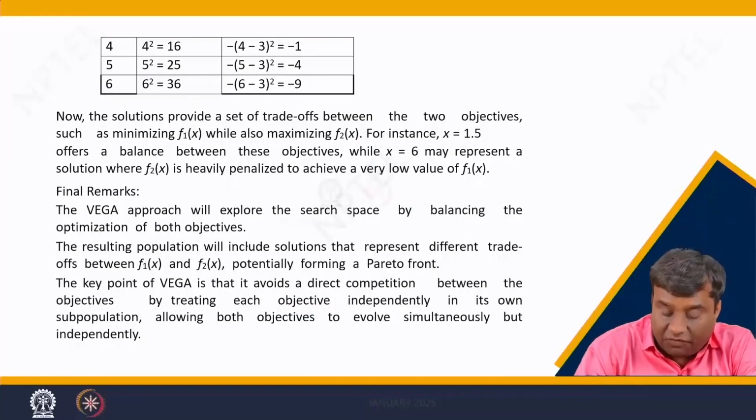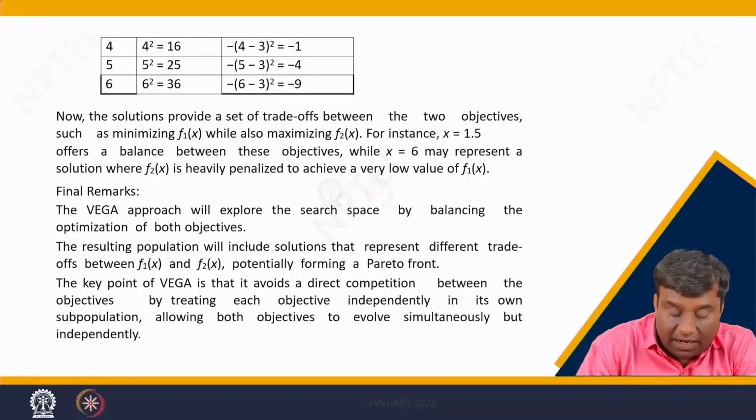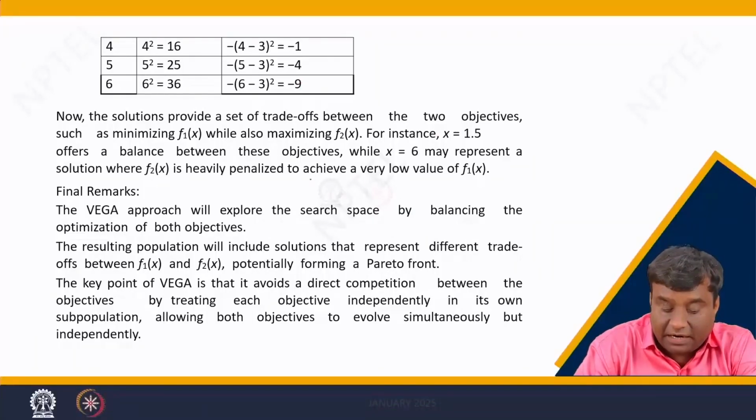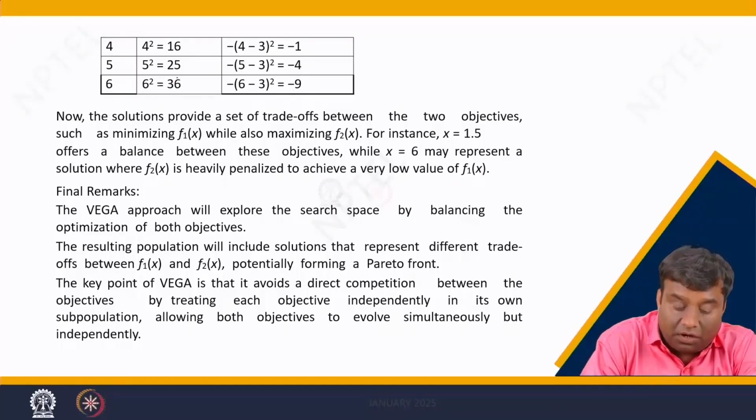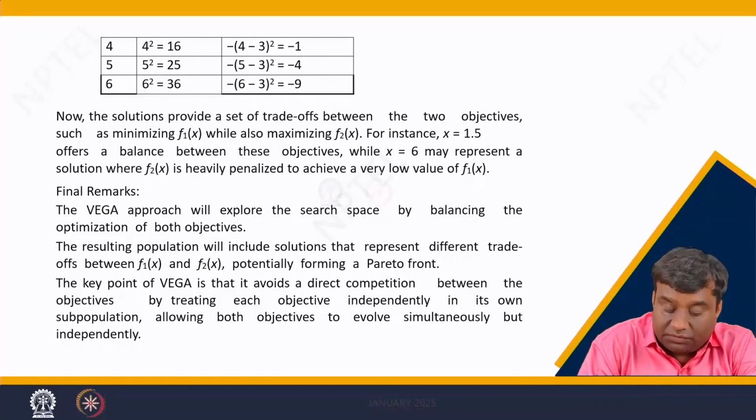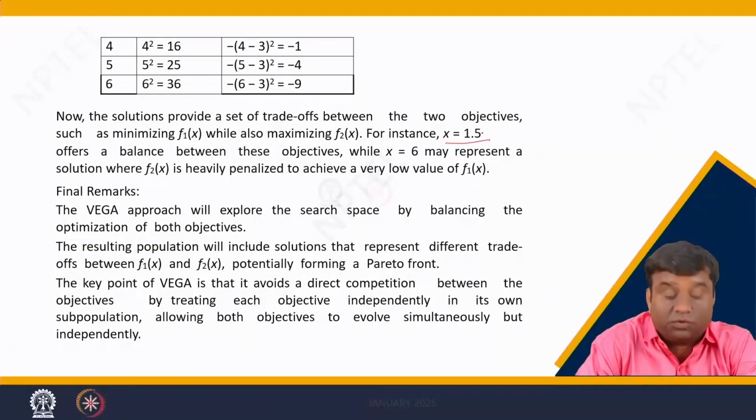Similarly, for x equal to 6, f2x is maximized, but f1x is heavily penalized to achieve a very low value, because we want to find the minimum value of f1. So if we choose x equal to 6, this is not good for f1x, so we need to find the trade-off between two objectives, so you can say that 1.5 is a better solution.